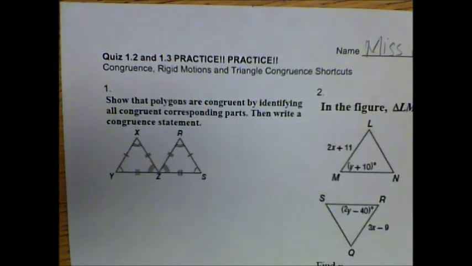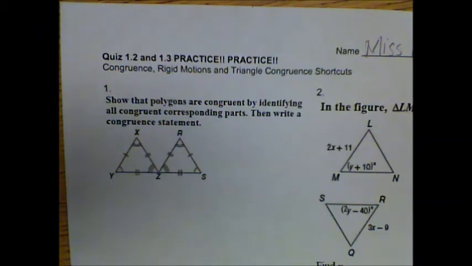Alright, so this is a review for the 2 quizzes you're going to be taking this week. The quizzes are going to be over congruence, rigid motions, and triangle congruence shortcuts. Number 1. Show that polygons are congruent by identifying all congruent corresponding parts. Then, write a congruence statement.